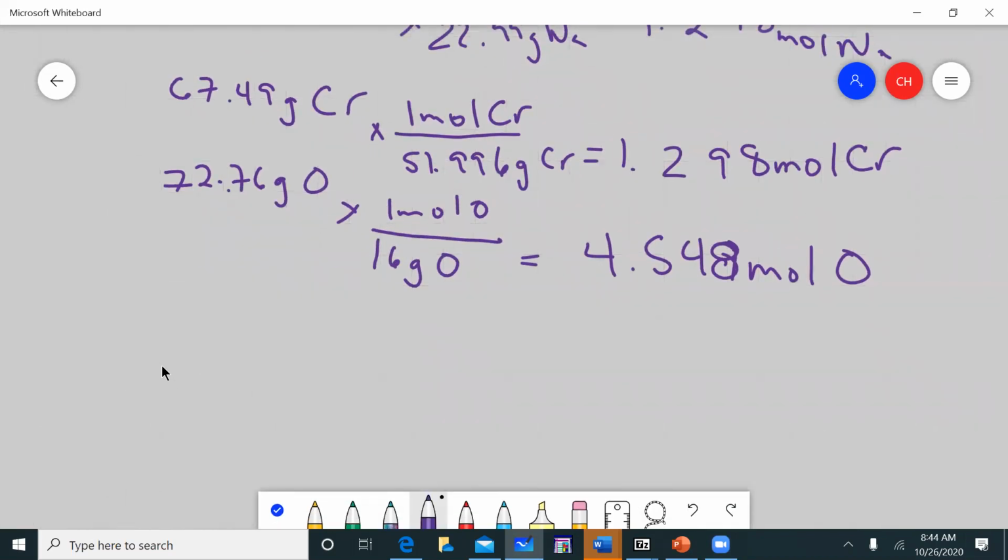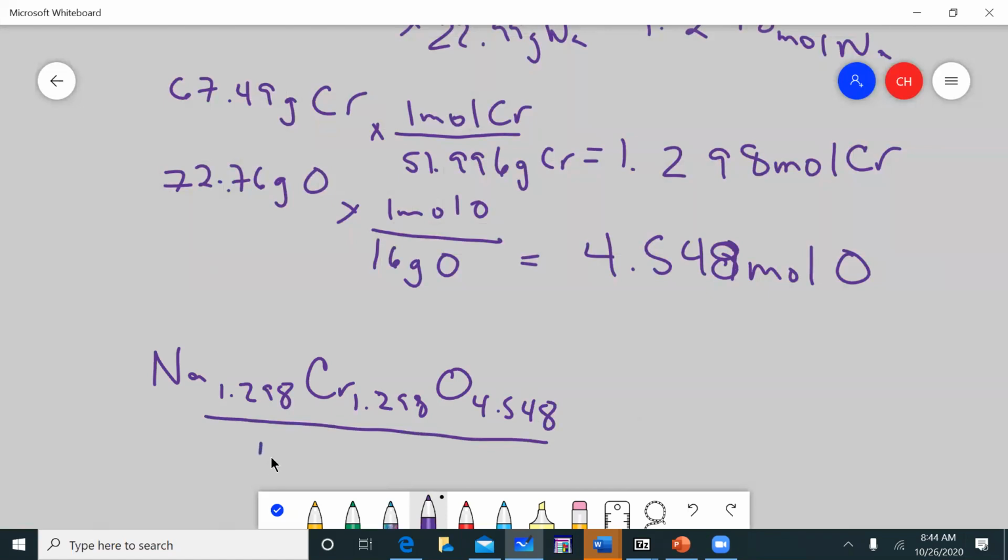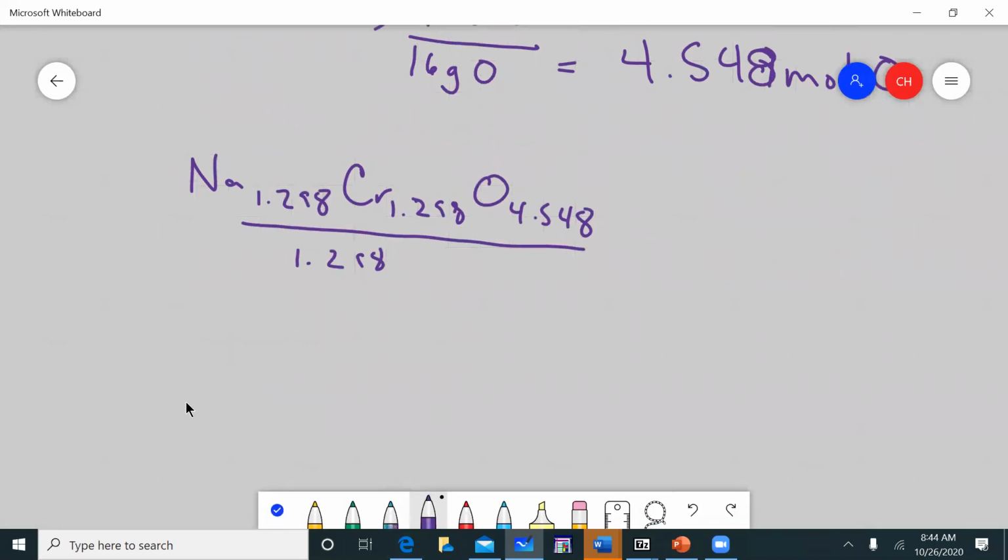Okay, so we write our pseudo formula. I've got sodium, which is going to have 1.298, chromium, which is also going to have 1.298, and oxygen, which is going to have this 4.548. So I divide by my smallest, which is this 1.298, and hope that we end up with all whole numbers. Well, I know anything divided by itself is 1, so I'm going to have 1 sodium. Chromium is also going to be 1. We've got to see what happens with that last number. So we take our 4.548 and divide it by the 1.298. And I end up with oxygen at 3.5.